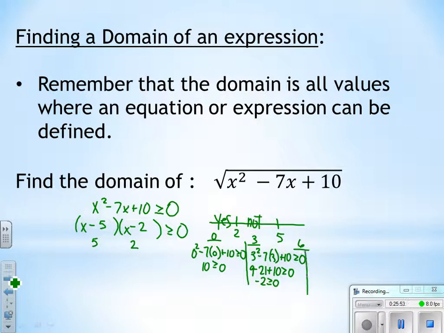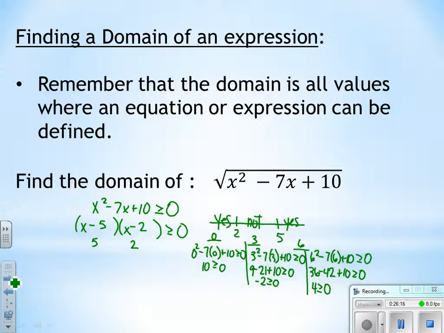Last checkpoint, let's use our 6. We have 6 squared minus 7 times 6 plus 10. So 36 minus 42 plus 10, and we end up with 4. 4 is greater than or equal to 0. So we have another yes.